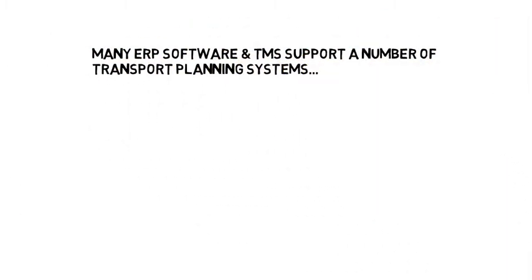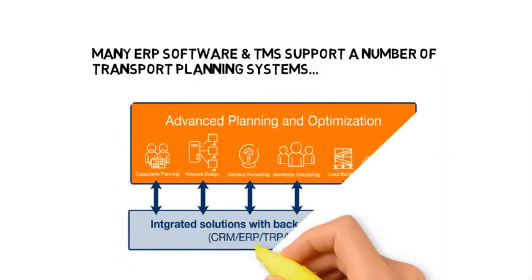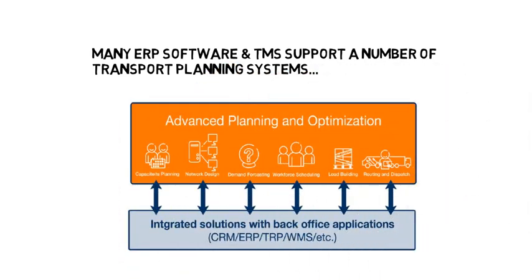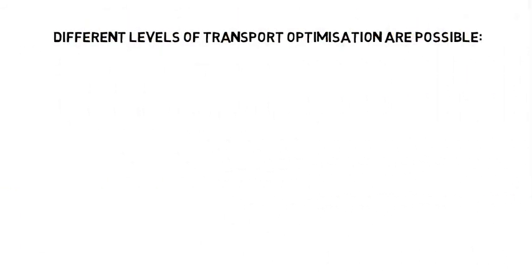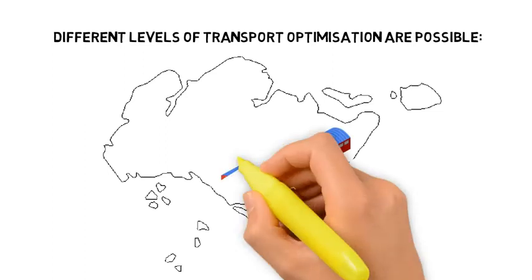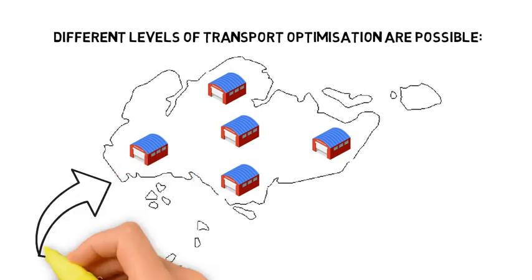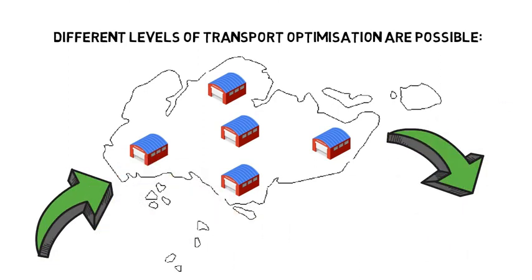Many enterprise resource planning or ERP and transport management systems, TMS, support a number of transport planning functions. These include basic route planning, or could be advanced planning and optimization, including geocoding, network design, even workforce scheduling. Different levels of transport optimization are possible for one transport depot, across multiple transport depots, or for integration of all domestic inbound and outbound transport flows.